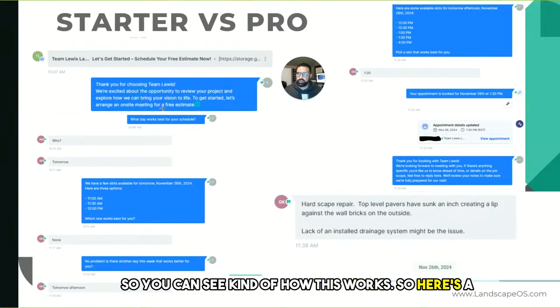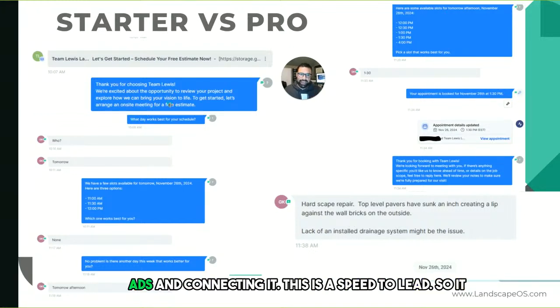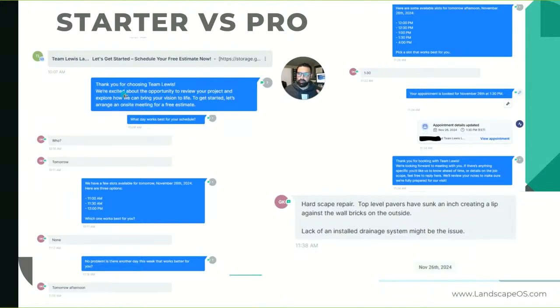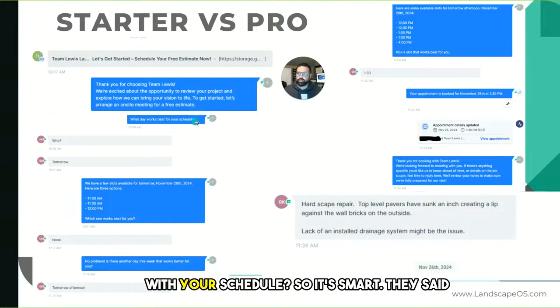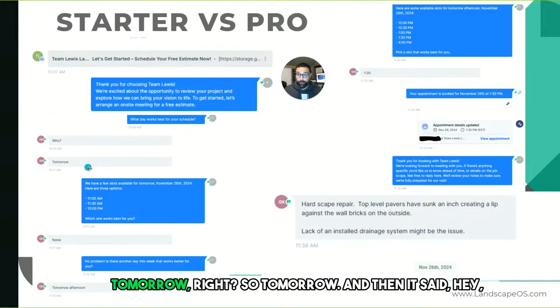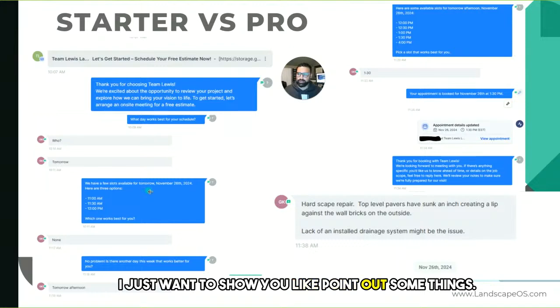So this is how this works. Here's a lead flow coming in for a project. Again, running ads and connecting it. This is a speed to lead. So it comes in, messages them immediately. They said, hey, what works best with your schedule? So it's smart. They said tomorrow, right? So tomorrow. And then it said, hey, we have a few slots available for tomorrow, right? So I just want to show you, point out some things.